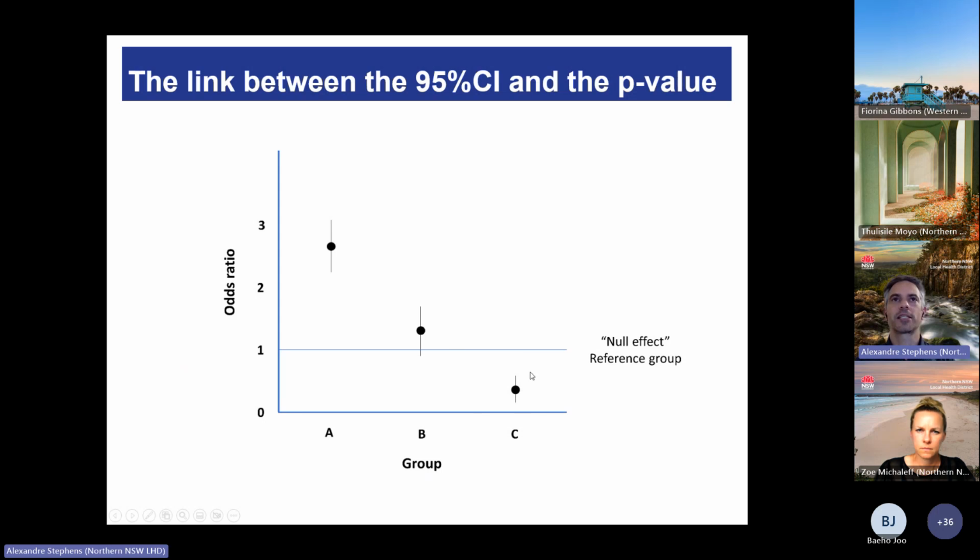C is an interesting case because it's the exact opposite of A. It has a lower odds, relative to the reference group, of whatever the outcome is. The 95% confidence interval does not overlap 1, so that would also be a statistically significant reduction in whatever the outcome is.